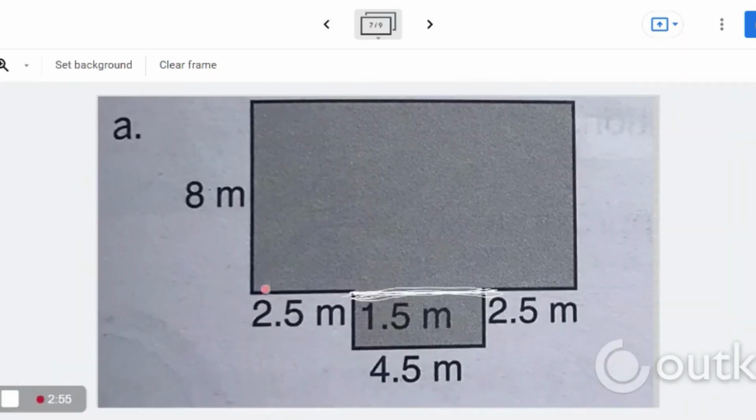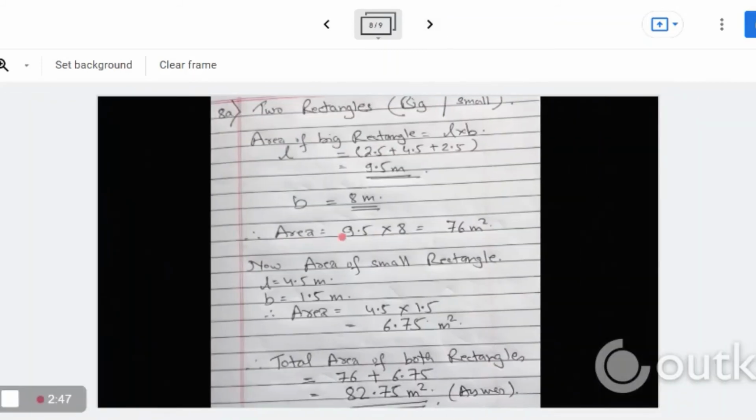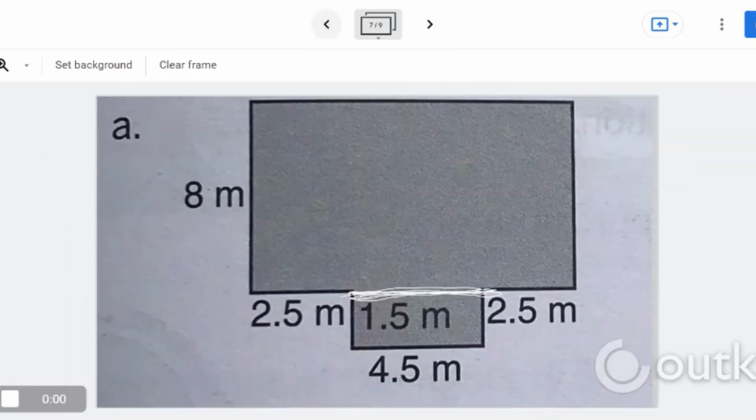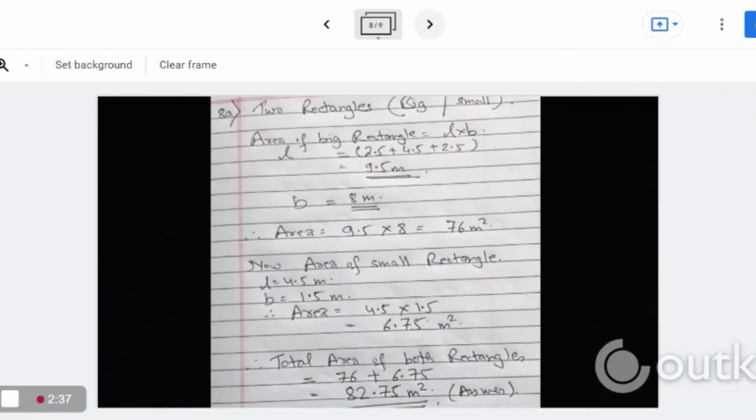See, this much is 2.5. This much is also 2.5, and this remaining portion is 4.5. Together, 2.5 plus 2.5 plus 4.5 is 9.5, and the other side was already given as 8 centimeter. See, this is my 8 centimeter. So using this diagram, I took out the area of the bigger rectangle, 9.5 into 8, that is length into breadth. I got 76 centimeter square.